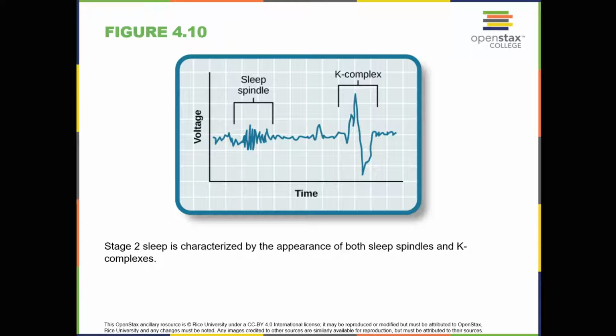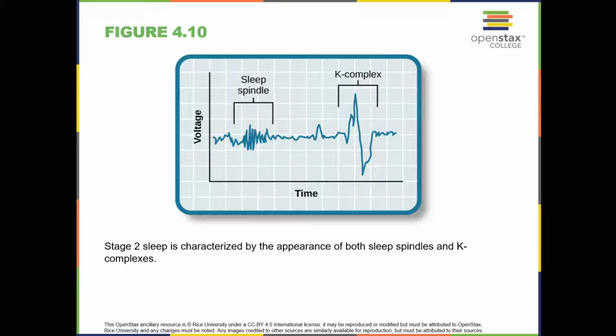As we move into Stage 2 sleep, the body goes into a state of deep relaxation. Theta waves still dominate the activity of the brain, but they're interrupted by brief bursts of activity known as sleep spindles, as shown in Figure 4.10. A sleep spindle is a rapid burst of higher frequency brainwaves that may be important for learning and memory.